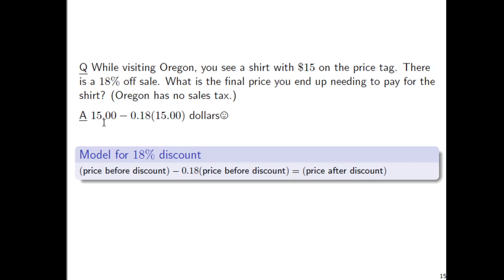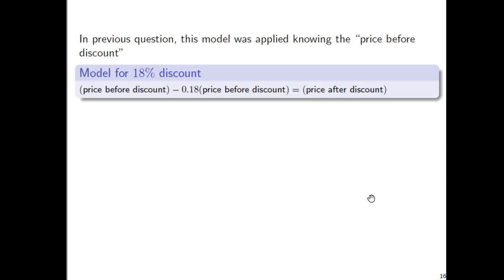So you'll notice here there is no mistake. 15, like in 15.00, appears twice in the answer that we saw, and that informs us the price before discount appears in two spots in the model, right? It appears once before the minus sign, and then that price before discount appears a second time as it's being multiplied by 0.18. Now this is the model to use, and in the question we just looked at, the price before discount was known, so all of the quantities on the left side were known, and so that all was an expression that equaled the thing that the question asked, namely the price after discount, so we didn't really have to solve for anything in an equation.